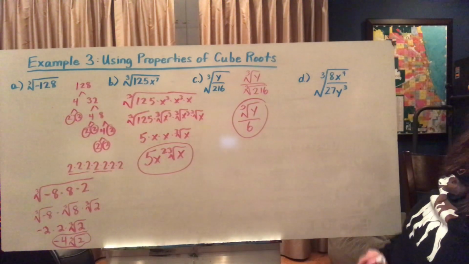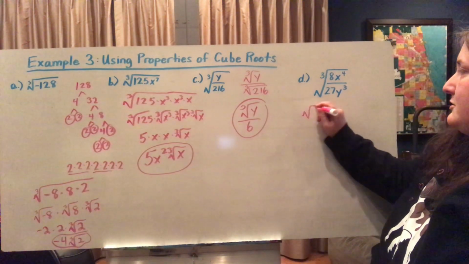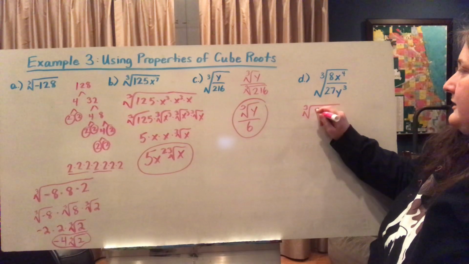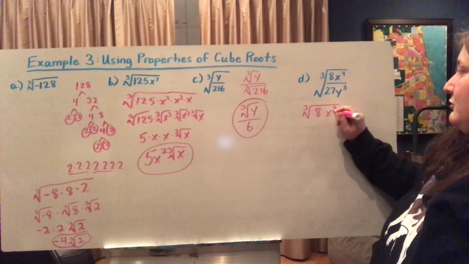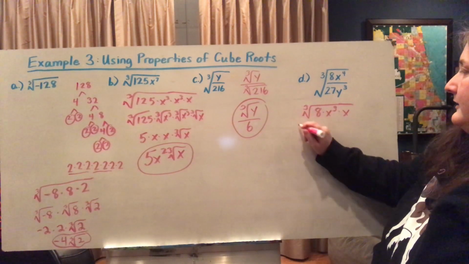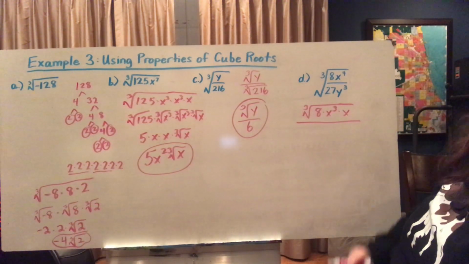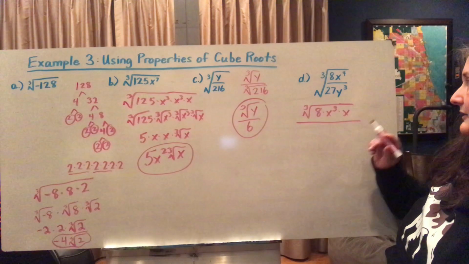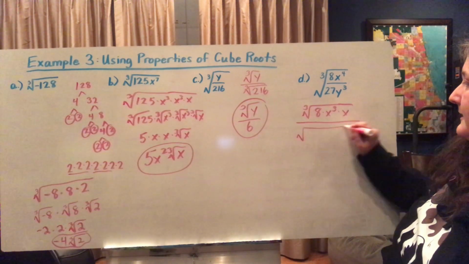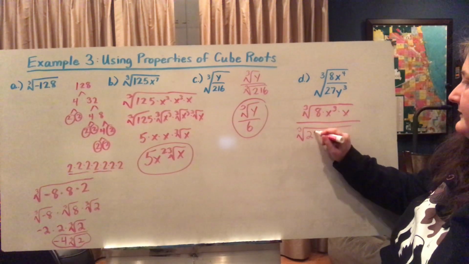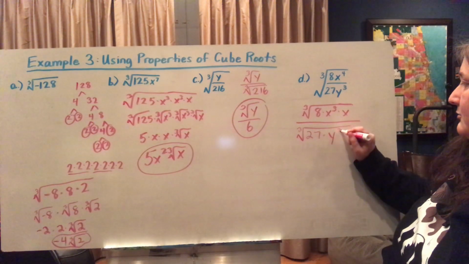All right, let's take a look at this last one. So I'm going to break up my numerator into 8 times x cubed times x. 8 is a perfect cube. I'm making x to the 3rd power, which will be a perfect cube, and I have a leftover x. And the cube root of 27 times y cubed.